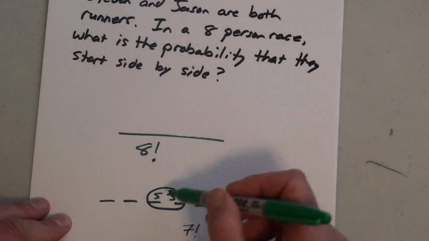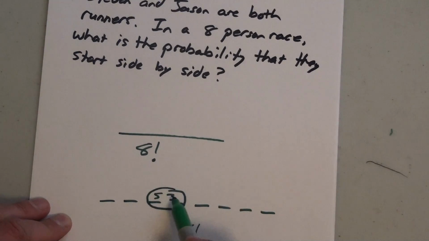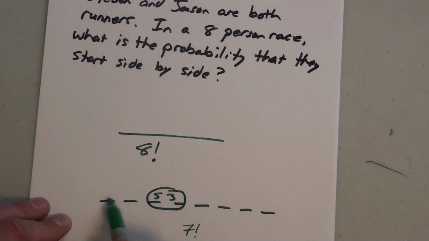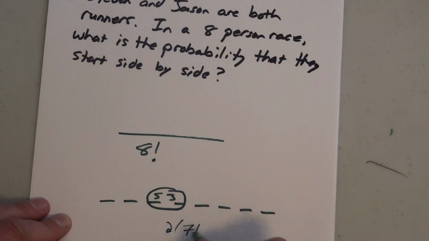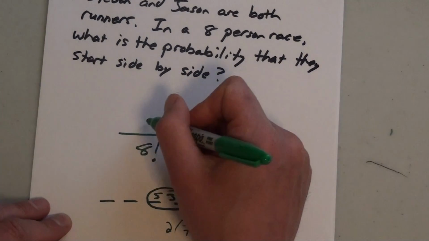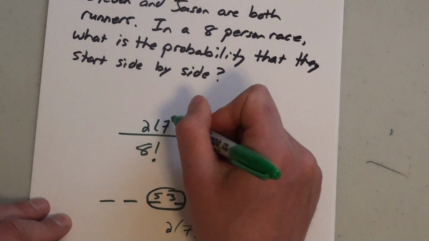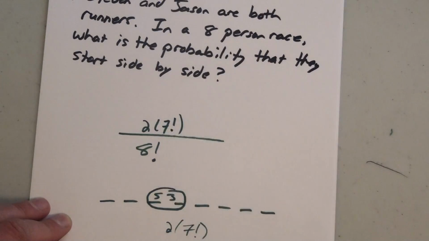But Stephen and Jason could go Jason first, then Stephen, or it could go Stephen, then Jason. And for every one of those spots they go to, the order could flip-flop between who they are. So it's going to become 2 times 7 factorial, because there are 2 scenarios for each one of those spots. So 2 times 7 factorial.